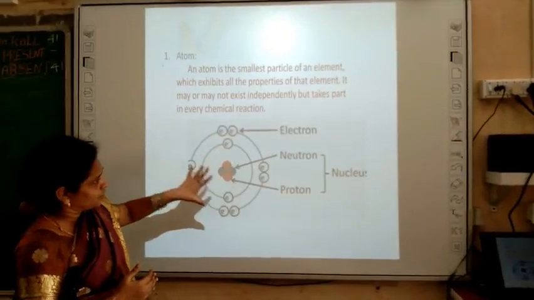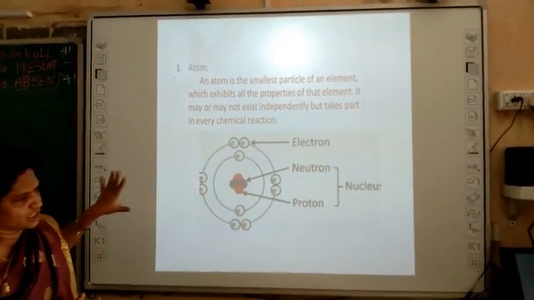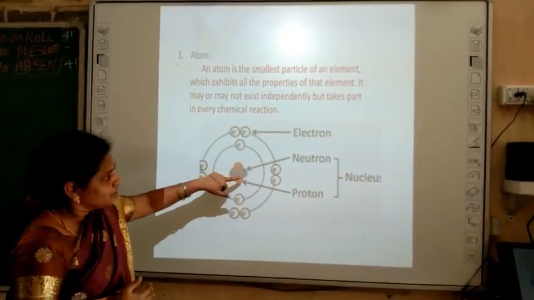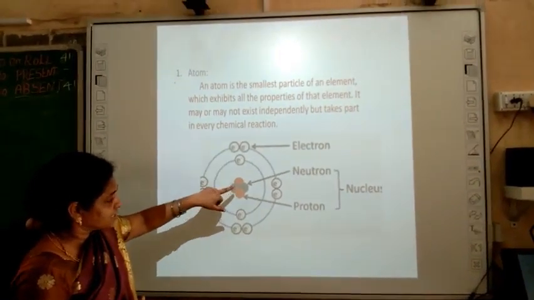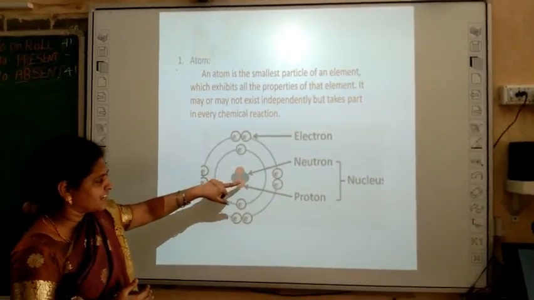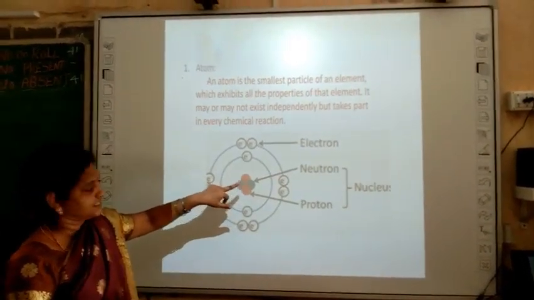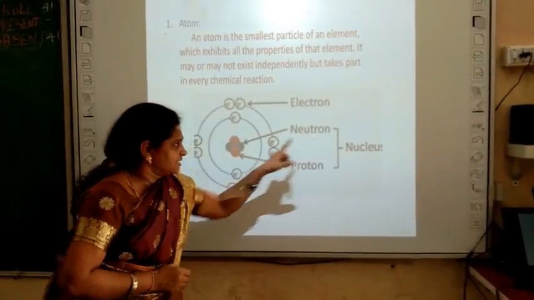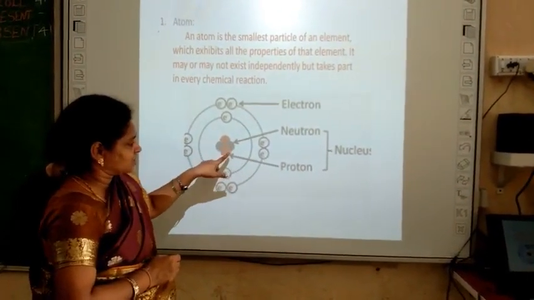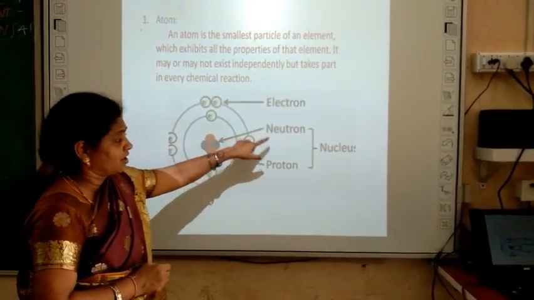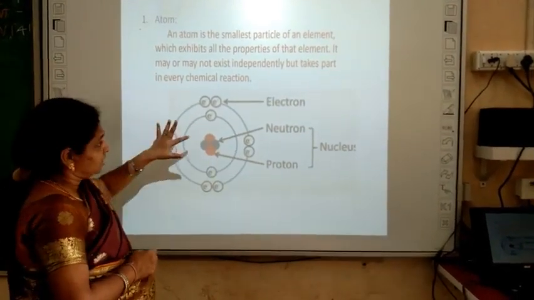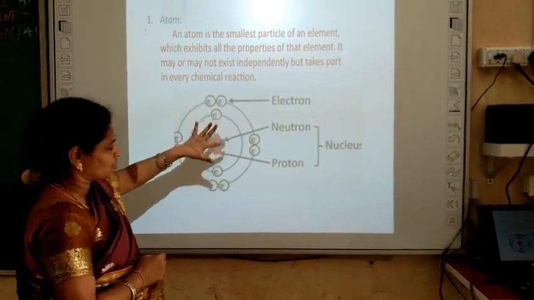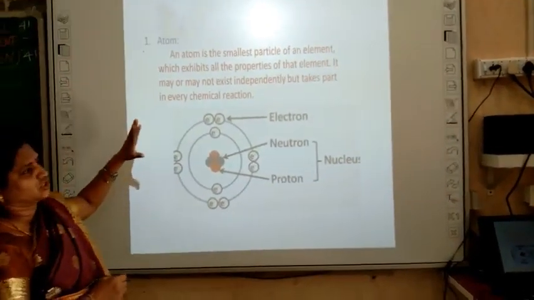In an atom, you see this. This is the atomic structure. The neutrons and protons are present in the nucleus. This is the dense part of the atom. The center part of the atom is called the nucleus. Here neutrons and protons are present, so they are called nucleons. Electrons are surrounding the nucleus in the orbitals. This is the atomic structure.